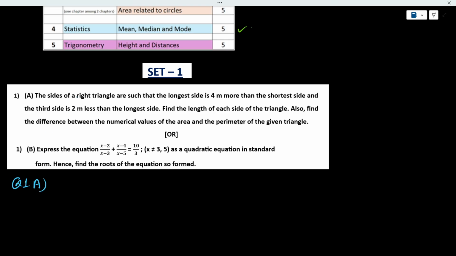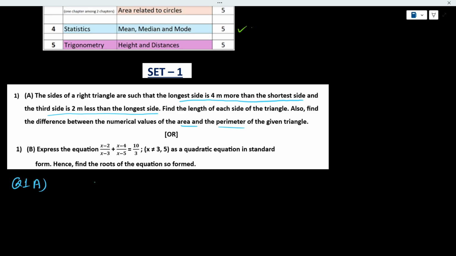It's written, the sides of a right triangle are such that the longest side is 4 meter more than the shortest side, and the third side is 2 meter less than the longest side. Find the length of each side of the triangle. Also find out the difference between numerical values of area and perimeter of the given triangle. That means to calculate area and perimeter, I should have the length of all 3 sides of the right triangle, right?